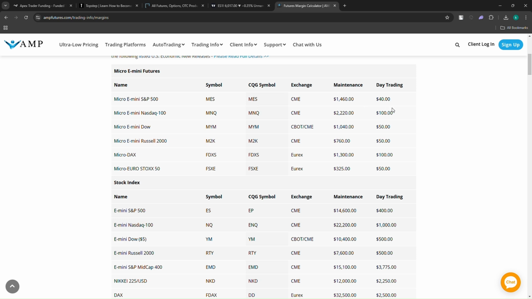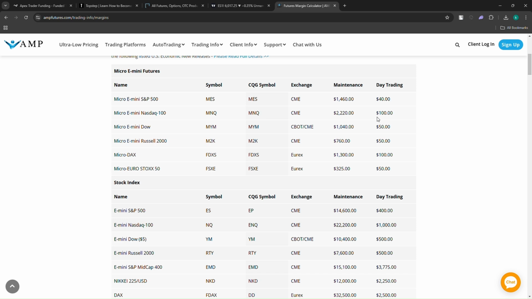Now, that is to trade during the day, right? That is only to trade during the day, as it says here, day trading. This is your day trading margin. Now, as you read, there's also maintenance margin. For a maintenance margin, you need 1,460. That's the requirement to trade MES over the night, hold any overnight positions, and do any of that stuff. You need 1,460. But if you're just trying to day trade, you only need a minimum of $40 for one MES contract.